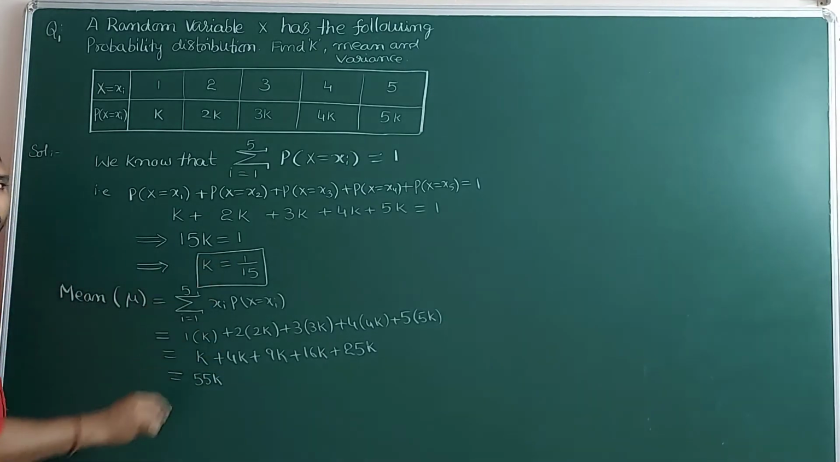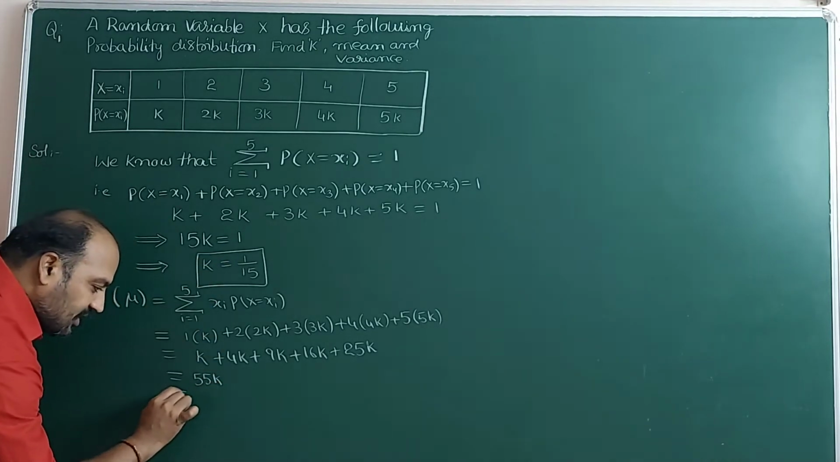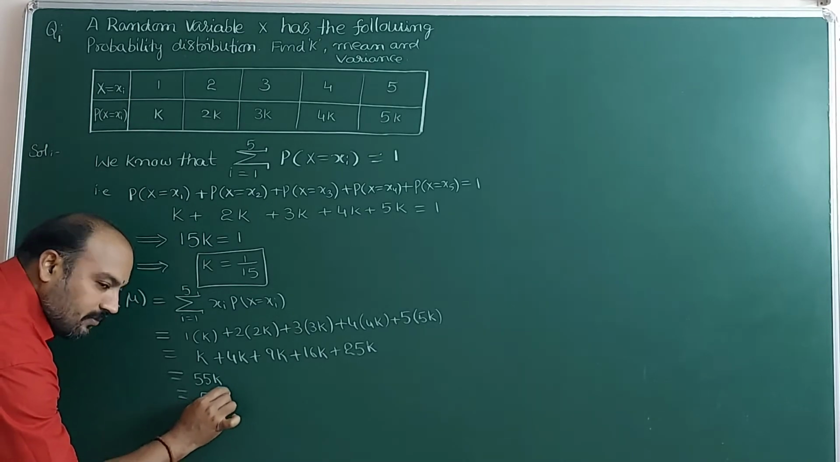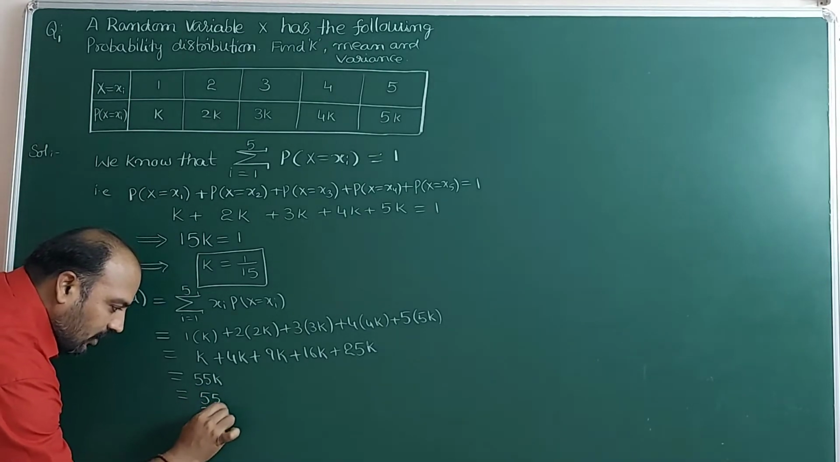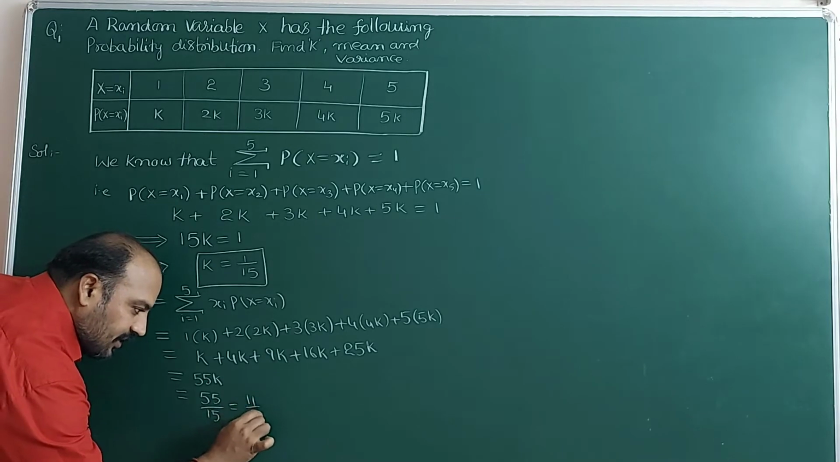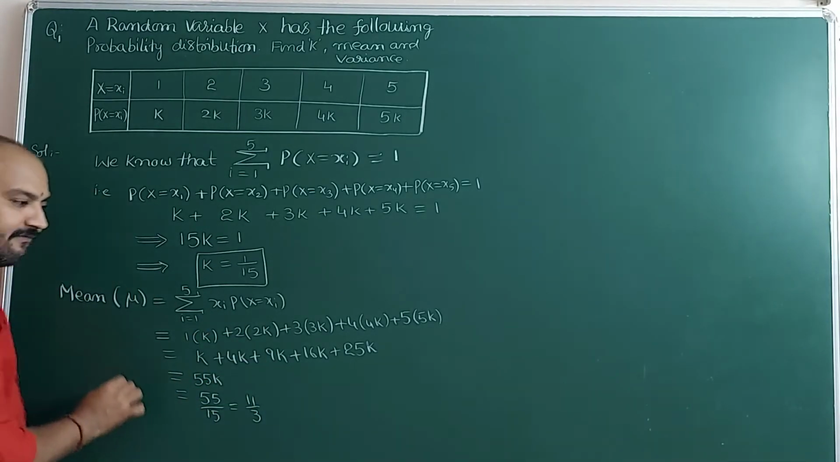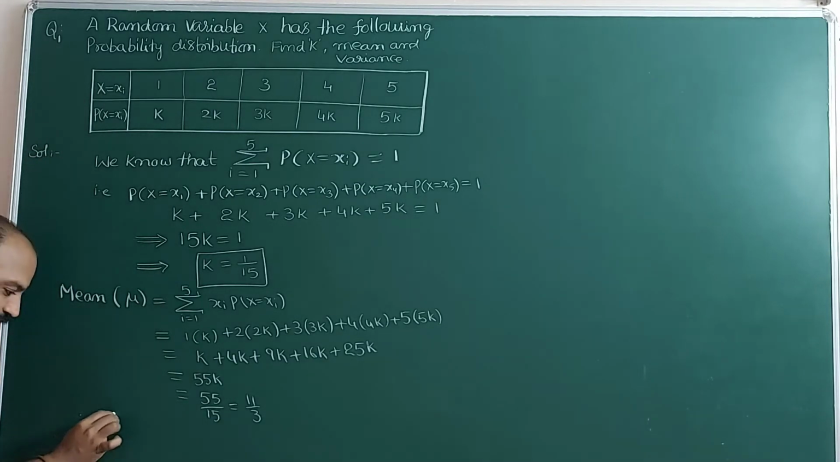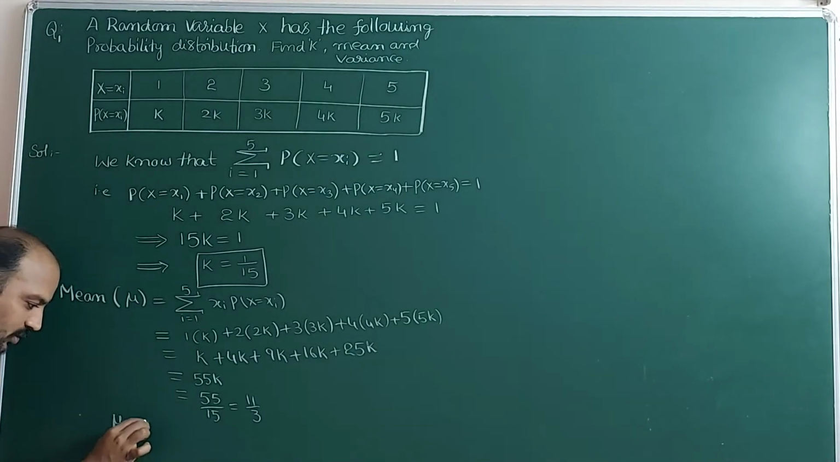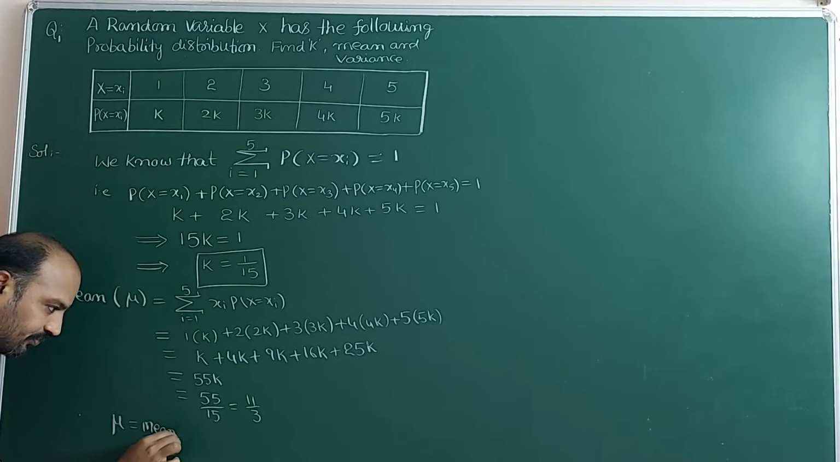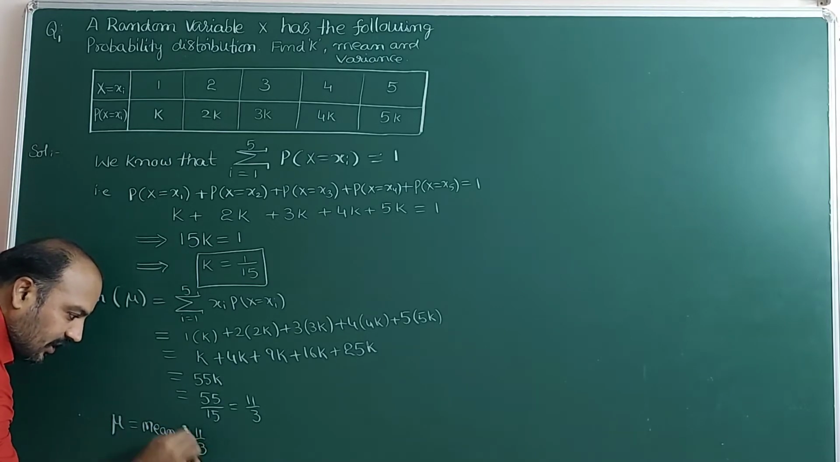So what is the value of k? 1 by 15. So which is equal to 55 into 1 by 15. So 5 table, 5 11s are, 5 3s are. So therefore the mean of the random variable, mu is equal to 11 by 3.